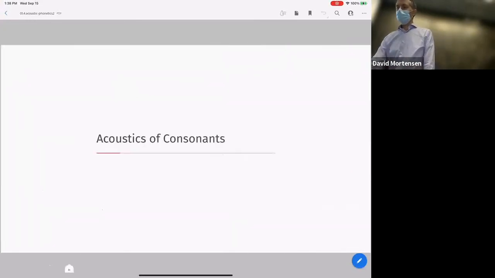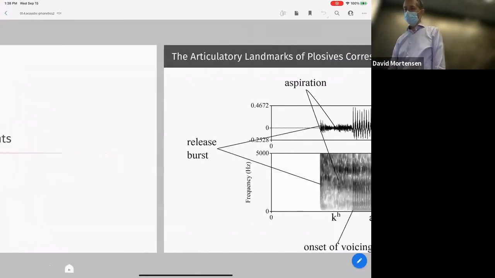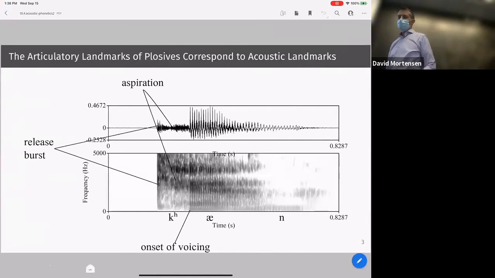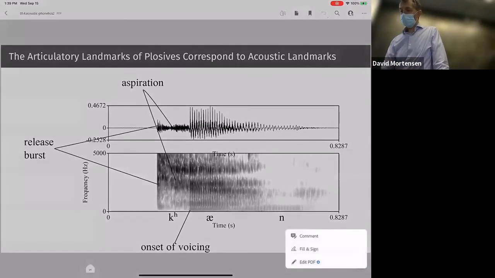So let's talk about consonants. So here is a nice consonant. What consonant could this be? Does anybody know? So here's something that kind of gives it away.